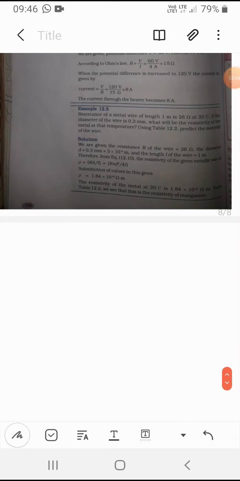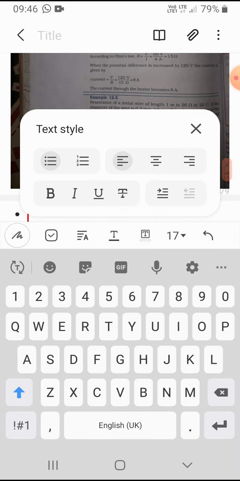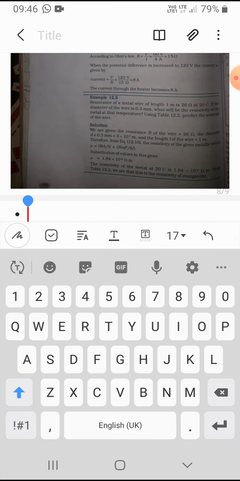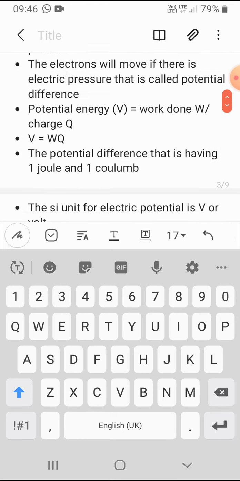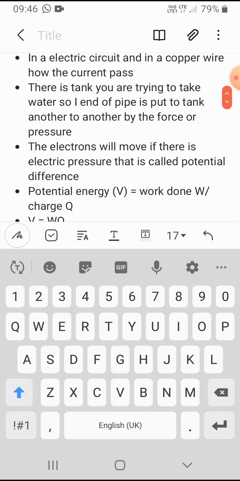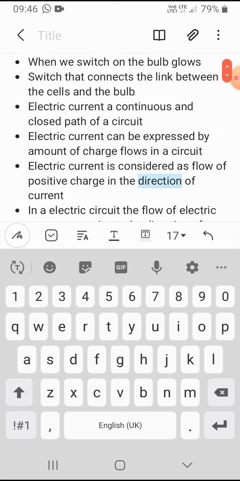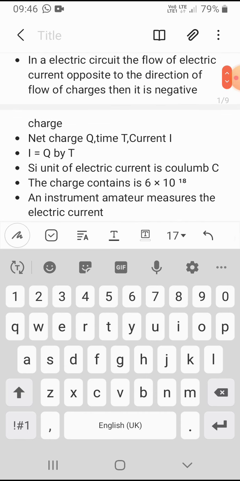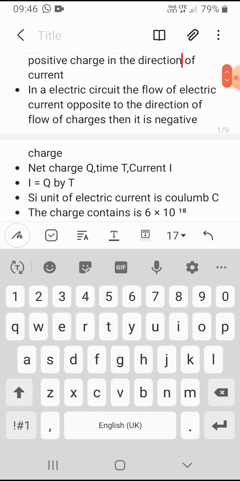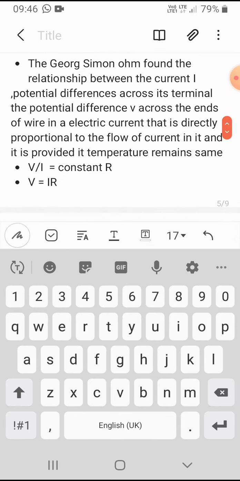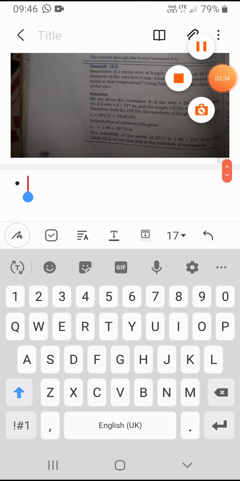There are some sums in your textbook that you should practice like this only, keeping the formulas in mind: the potential difference formula, potential difference is work per unit charge, and the current formula, I equals Q by T, coulombs per unit time. Keep these formulas in your mind and answer the questions they have given.